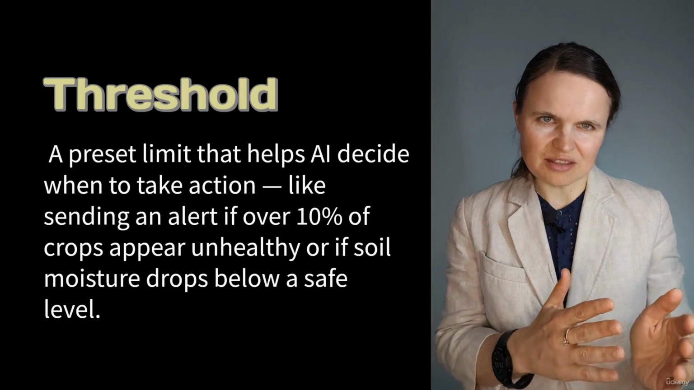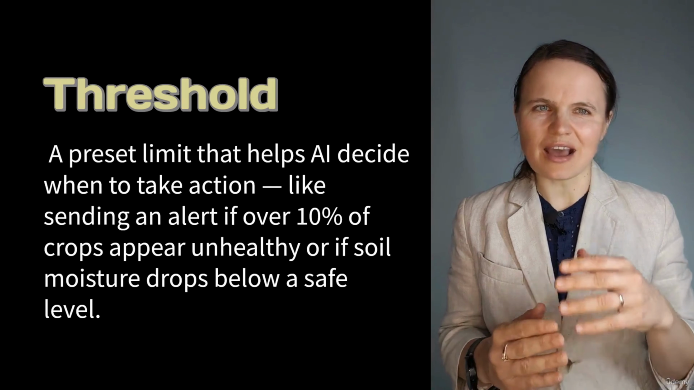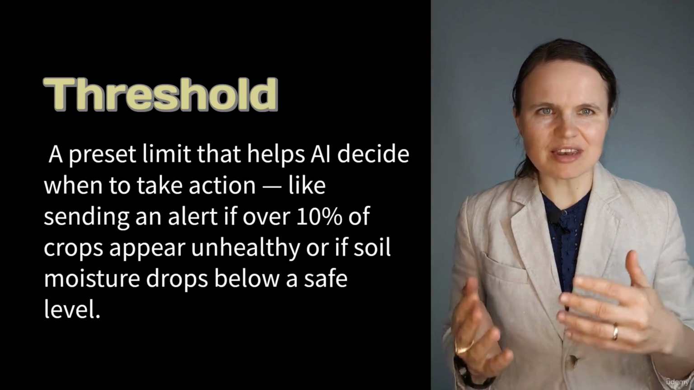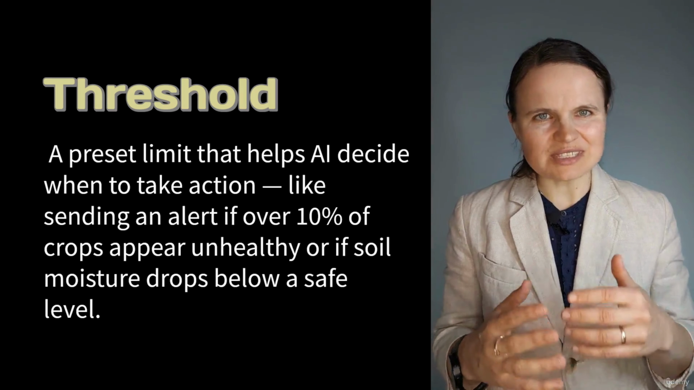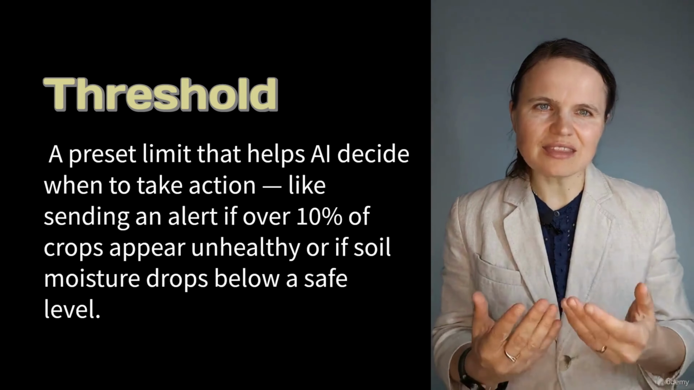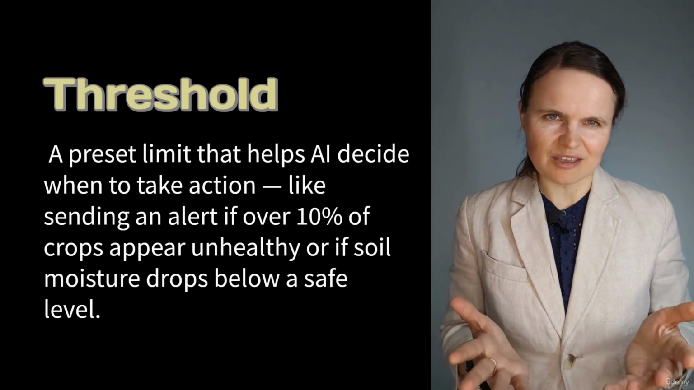Threshold is a set limit used by artificial intelligence to decide when something is normal or needs attention. For example, triggering an alert if more than 10% of crops look unhealthy.